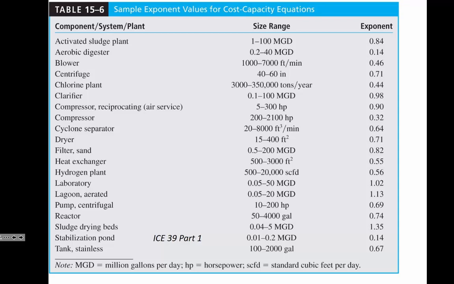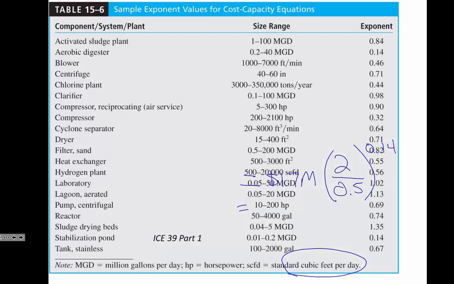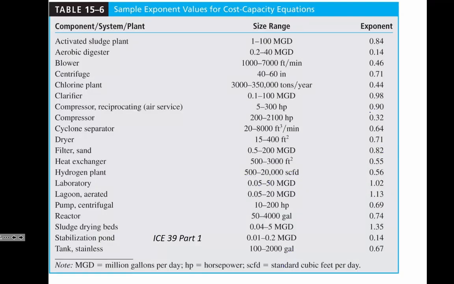Now, let's go back to the definition of correlating exponents here. If it's greater than 1, that means there's a diseconomy of scale, meaning actually you get penalized for buying more instead of getting the bulk discount. So most of these have the exponent less than 1, meaning that if you buy a bigger one, you're getting more value per unit purchased. But some of these, there is a diseconomy of scale. So an aerated lagoon has an x value of 1.13.